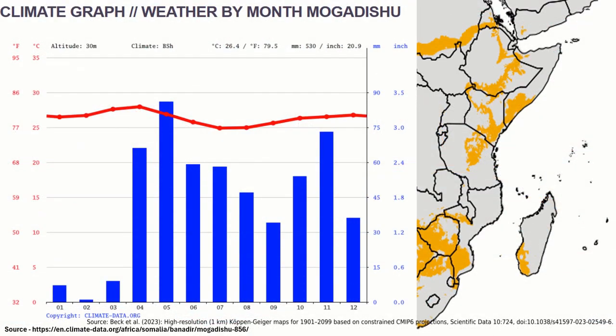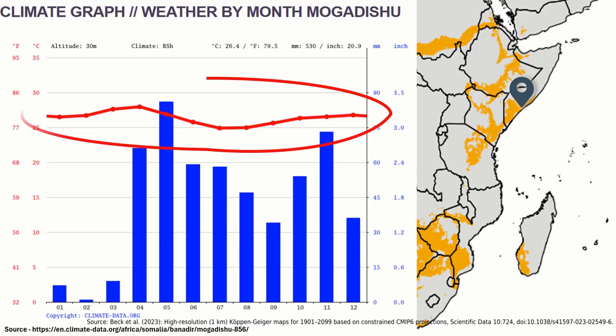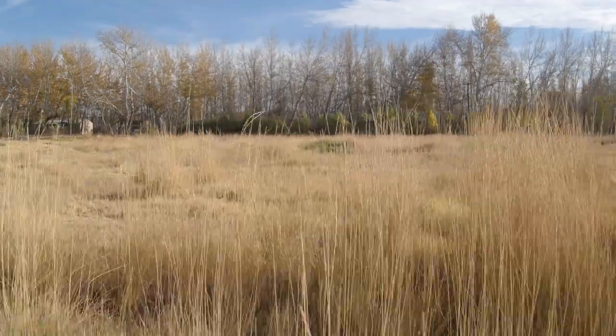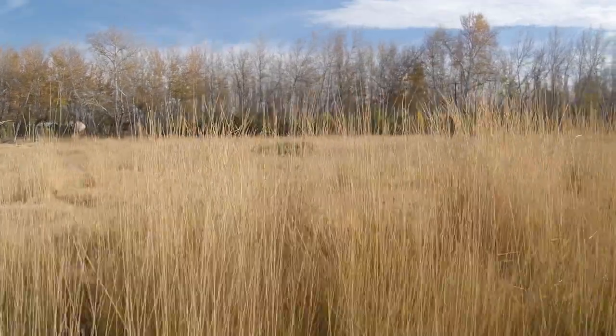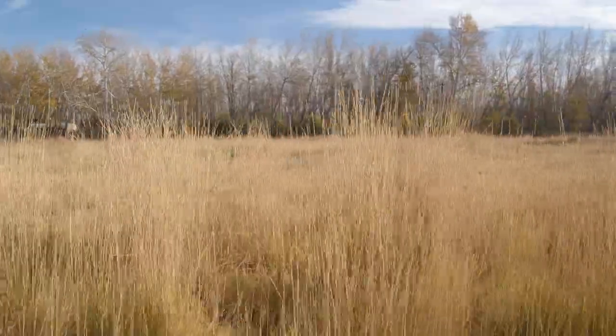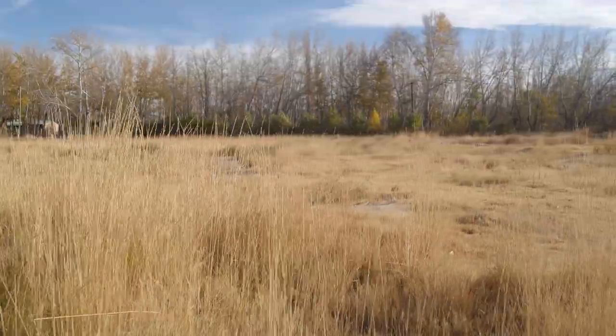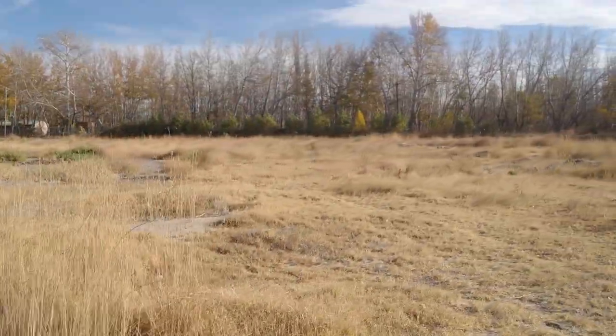Take Somalia's capital Mogadishu, a classic BSH location. Its coastal position gives it a small annual temperature range, but what's fascinating is its precipitation pattern. The twice-yearly passage of the intertropical convergence zone creates two distinct wet seasons separated by dry periods. While still experiencing water deficits throughout the year, these regions receive enough precipitation to support more substantial vegetation, typically drought-resistant grasses and scattered trees, that have evolved remarkable adaptations to thrive with limited moisture.